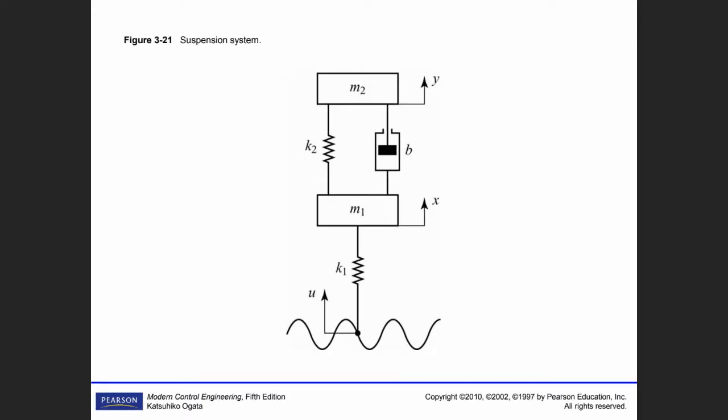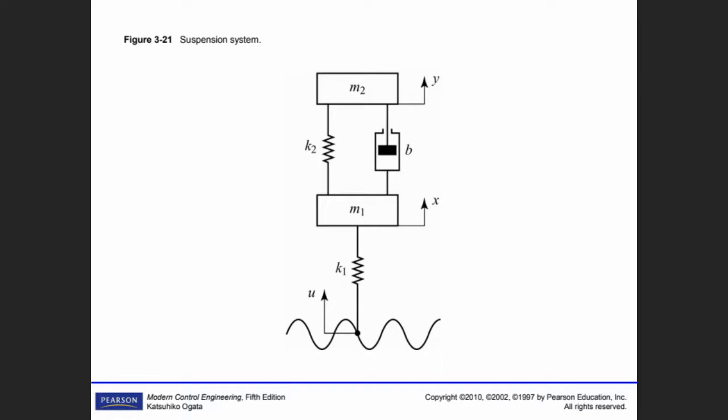What's going to happen if we have a system like this? I just read the problem here. By the way, if you have downloaded Ogata's book, there are a lot of solved problems in it. This is one of them.